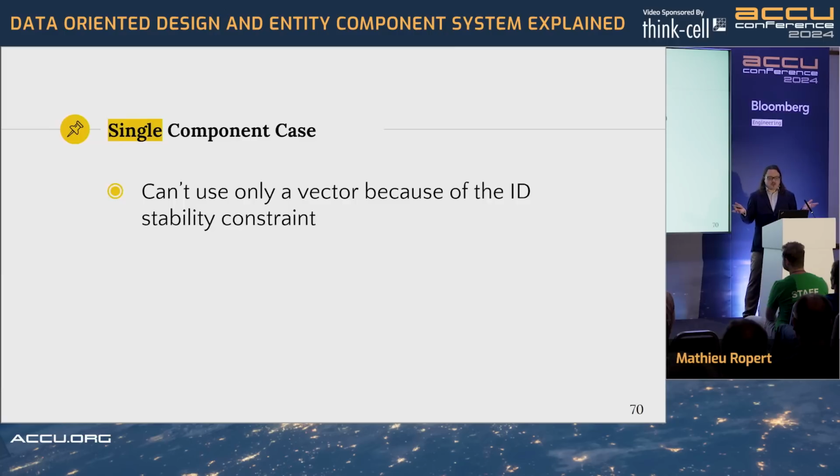Okay, so the main thing we think is, well, vector is the solution to every problem, right? That's what we've been talking about for like 45, 50 minutes at this point. Use vectors, it's great, it's fast. But we can't because we have an ID stability constraint. So we can't just use vector indices as IDs because the minute I delete something, I reshuffle everything else. And that's not good.